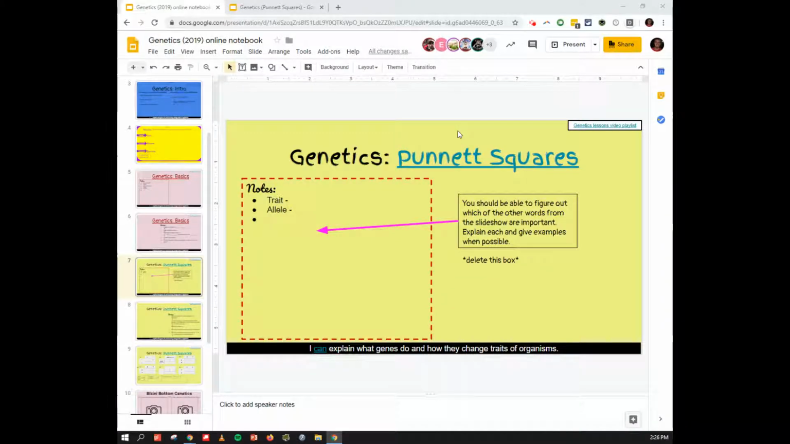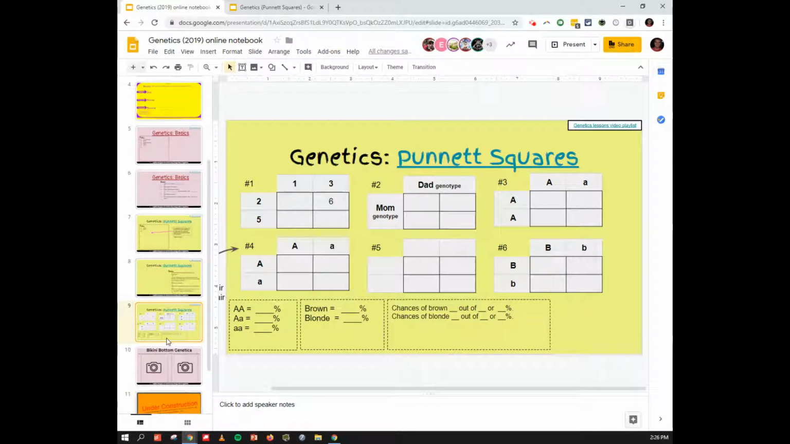All right, so we're going to go over genetics today. Yesterday we went over genetics basics, the basics of genetics over the last couple of days. And today we're going to talk about Punnett squares. You've got a couple slides here that you may have already copied.